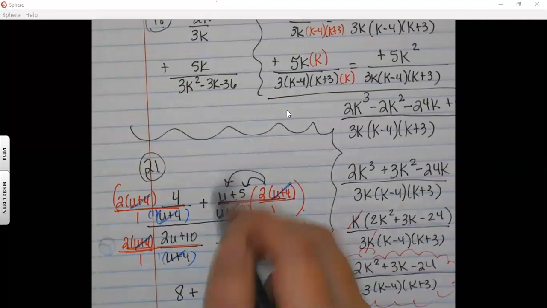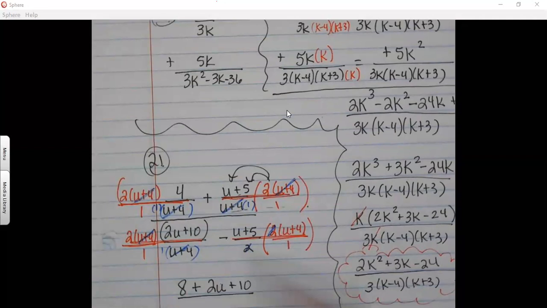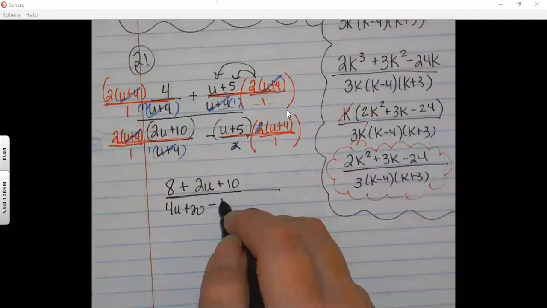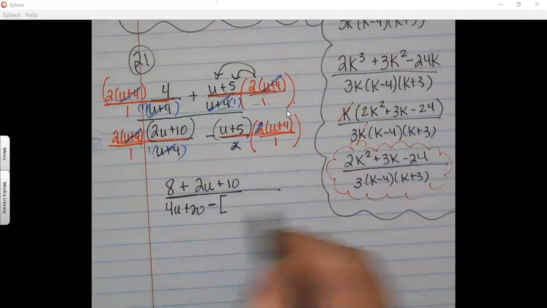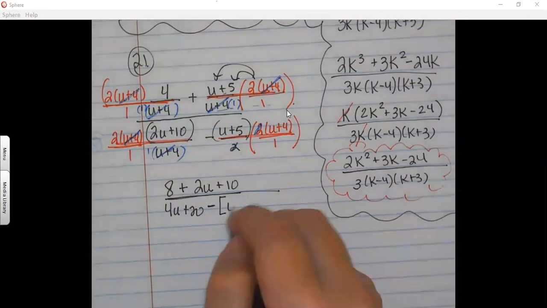Bottom left, I have 2 times 2u plus 10. So that's going to be 4u plus 20. And I'm subtracting, oh, sorry. I'm subtracting u plus 5 times u plus 4. So I'll start to multiply that together, and I'll need to put parentheses or brackets because I'm going to have to distribute that negative. I'm not just subtracting the first term, okay? Be careful about that. So when I distribute, I get u squared plus 4u plus 5u would be plus 9u plus 20.